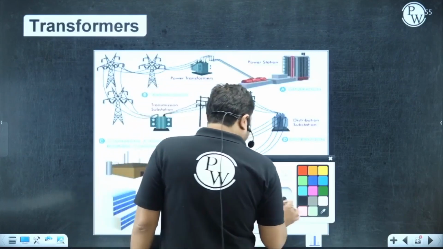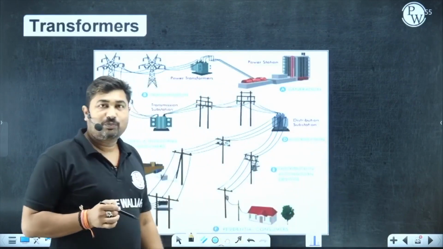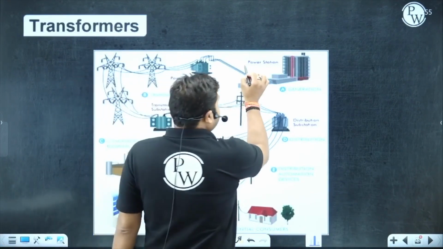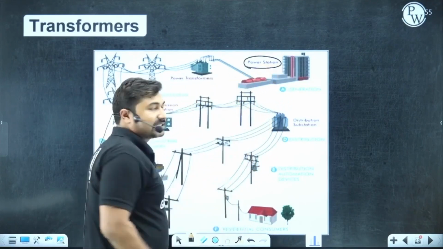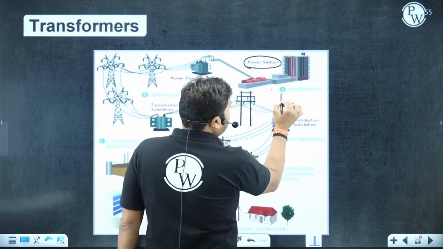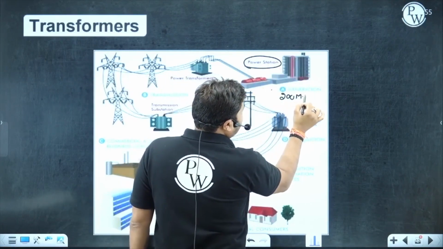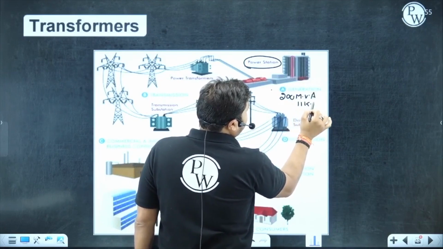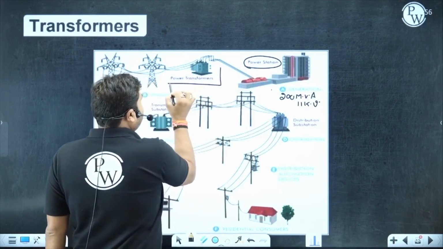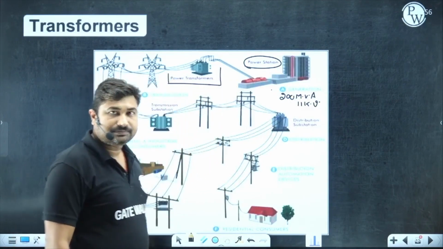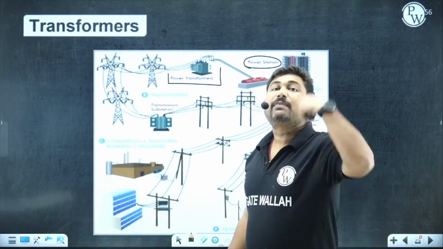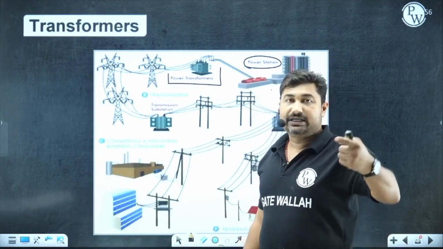Let me show you the complete power flow in our distribution and transmission system. Please observe here, I have represented a power station. This power station may be of 200 MVA and 11 kV. After generating this power, we need a power transformer. What does a power transformer do? Sir, it is going to step up the voltage to a very high voltage level.